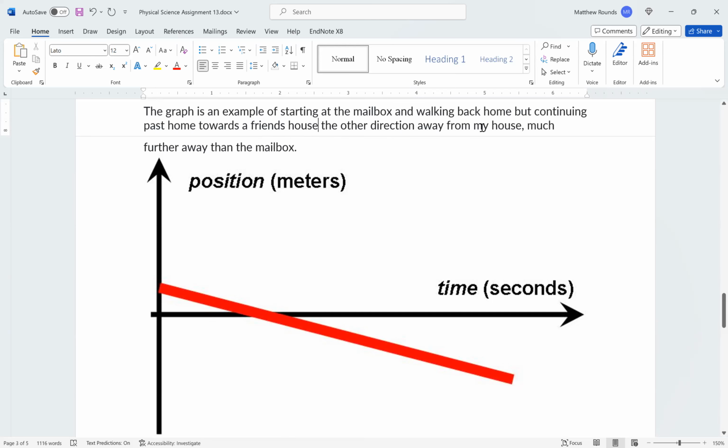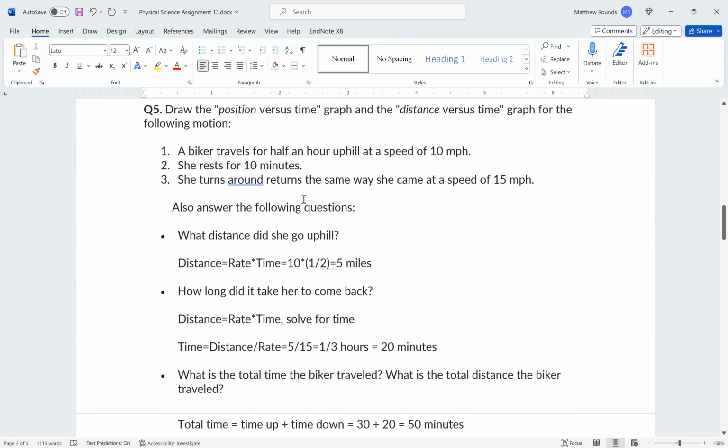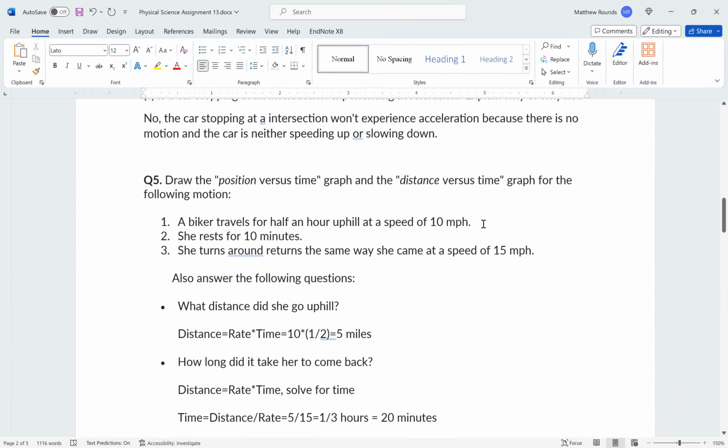Mm-hmm. Okay. All right. Good job. So next thing here is to make these graphs, which I think should make a little bit more sense here.